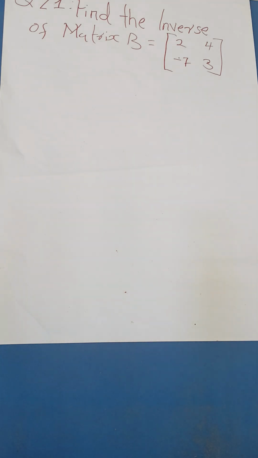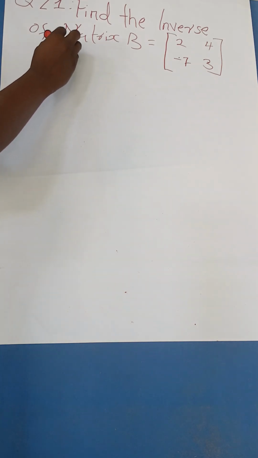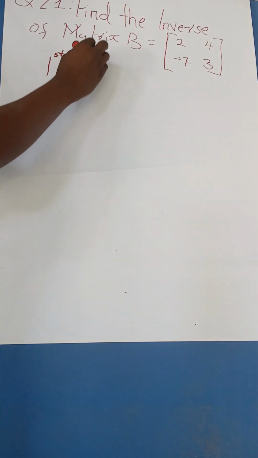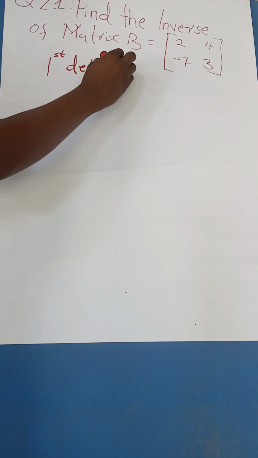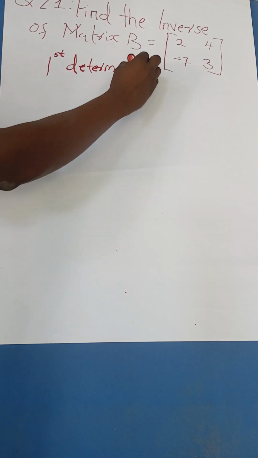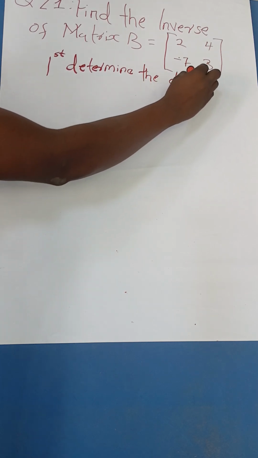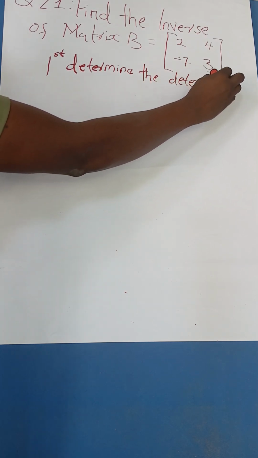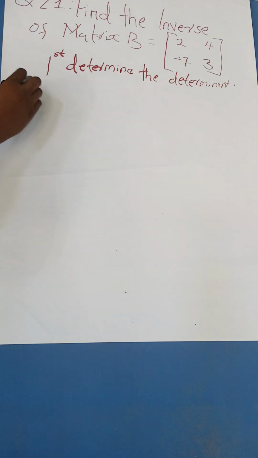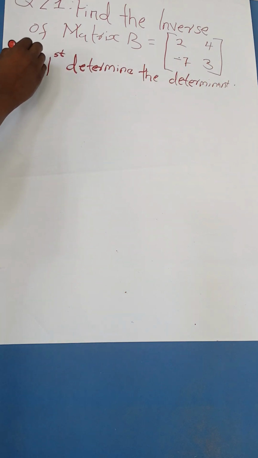The examiner knows very well that there's no way you'll get the inverse of the matrix without determining the adjoint, without determining also the determinant. So the first step for this case, we'll have to determine the determinant. Let us determine the determinant.